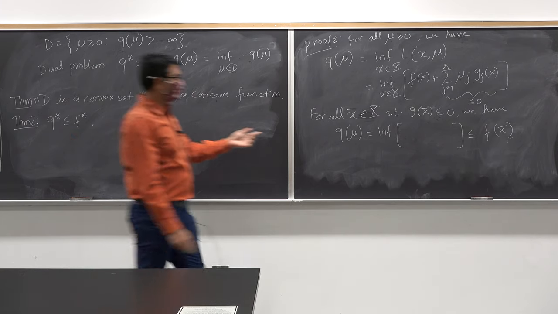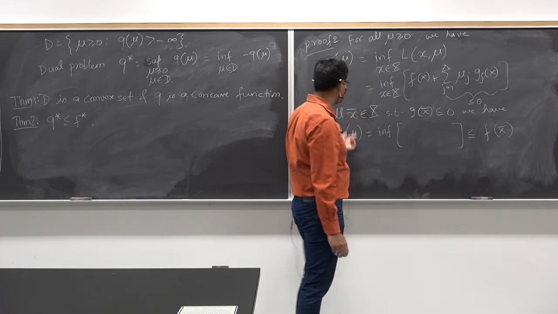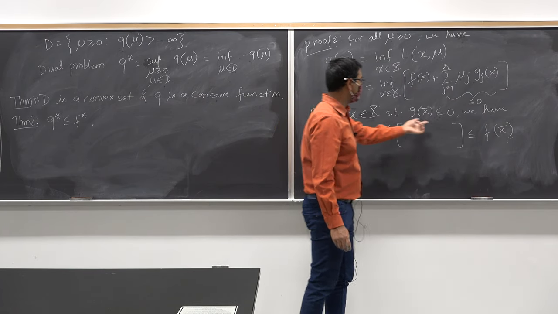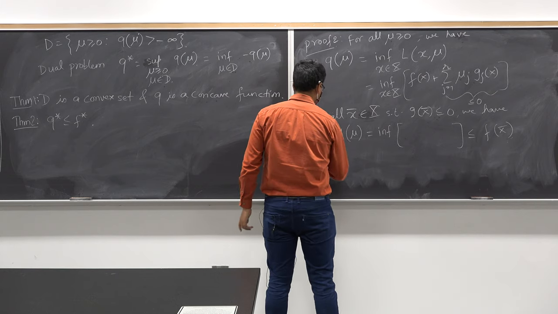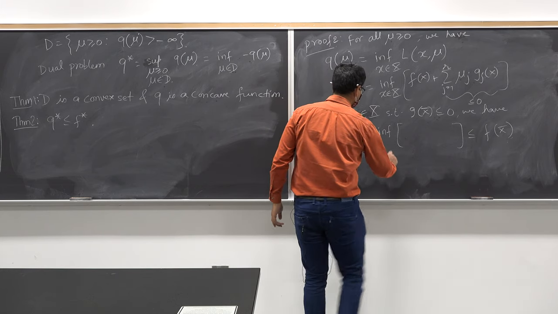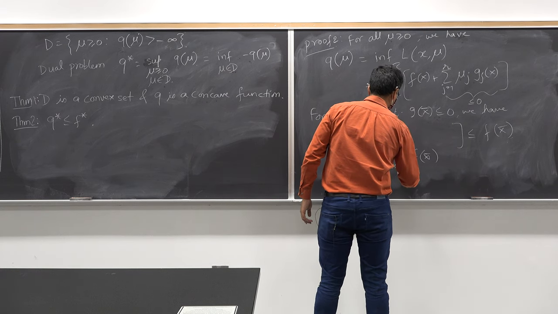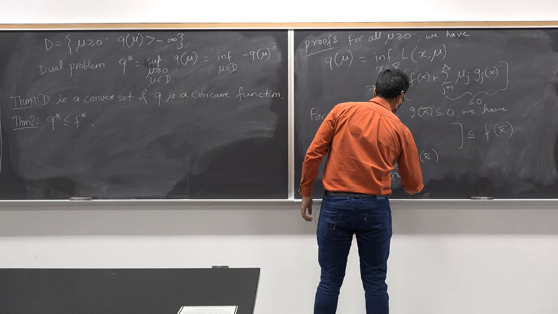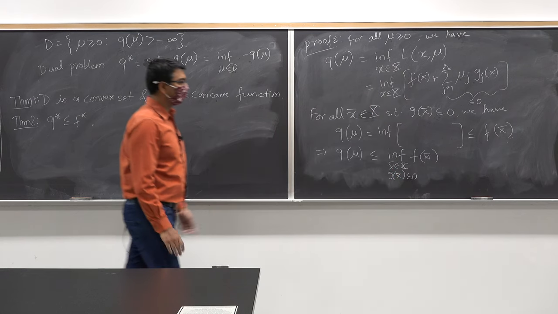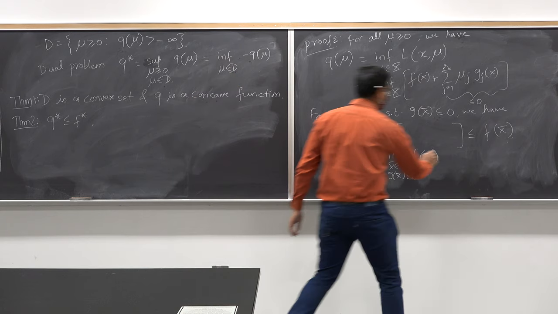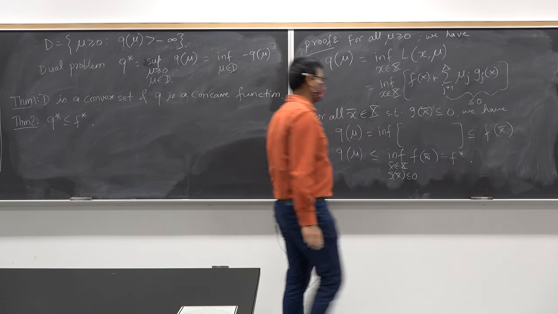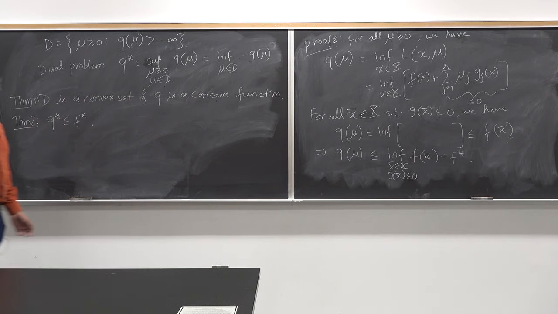Okay? Now this inequality holds for all such x bar, where g of x bar is less than or equal to 0. So this means q of mu, this holds, which is exactly equal to f star, right? So q of mu is less than or equal to f star. This is what we were discussing in the picture, that q of mu will always be less than or equal to f star.